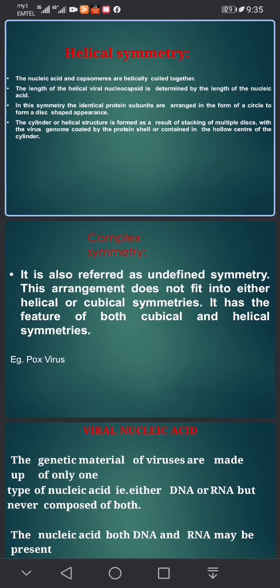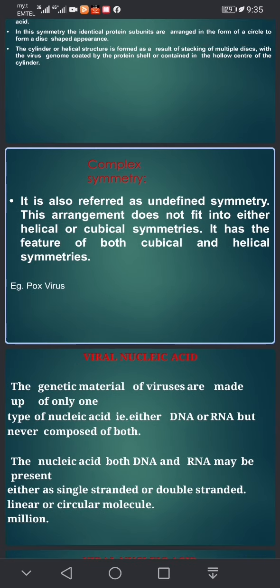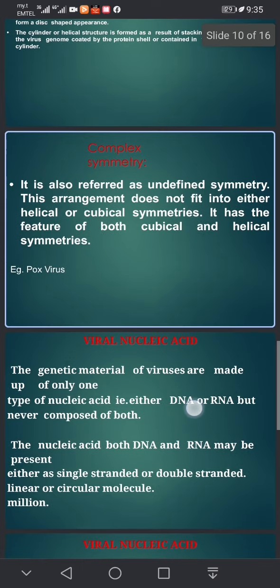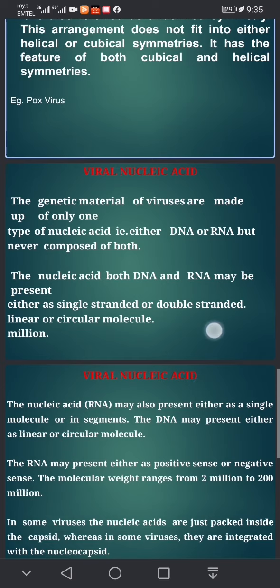In the next slide, we will see complex symmetry, in which the virus does not have a fixed helical or cuboidal symmetry. It has both. Together with cuboidal, it will also have helical. One example of this is the pox virus, and the pox virus shows complex symmetry.